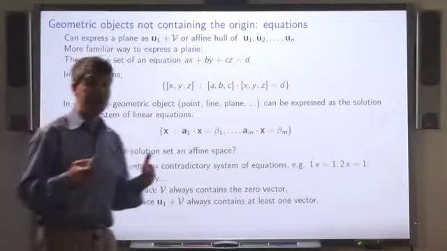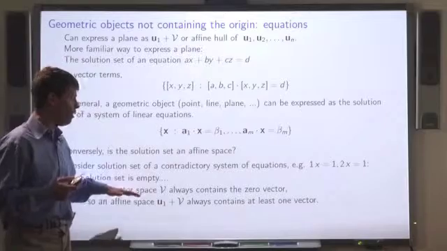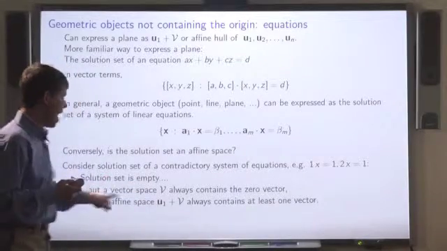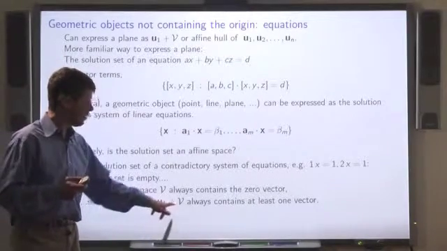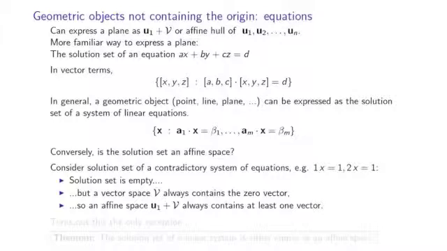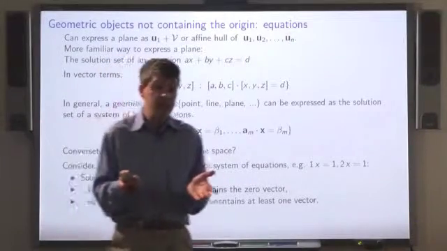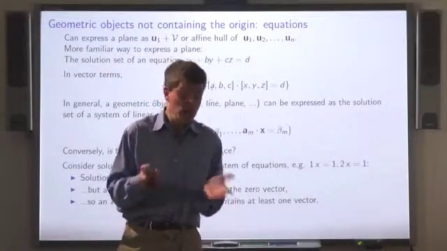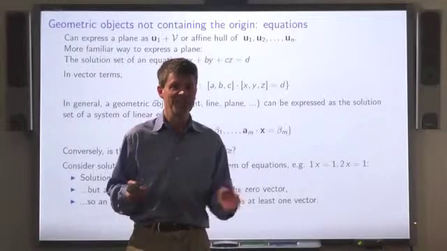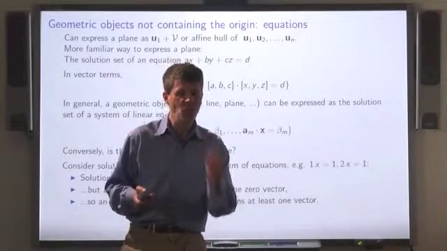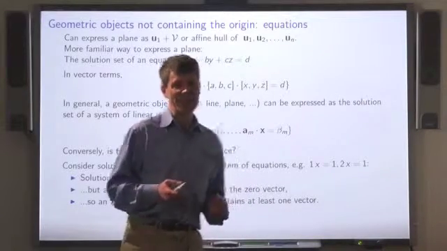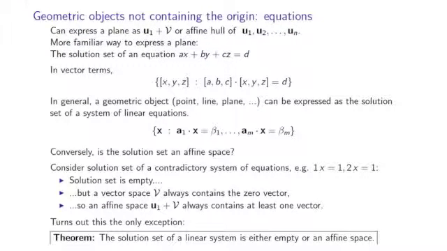But we know that because a vector space always contains the zero vector, an affine space, which is u1 plus a vector space, always contains at least one vector, namely u1. So it seems like it breaks down. The solution set of a linear system is not always an affine space. But we've identified the one kind of counterexample, the one exception.